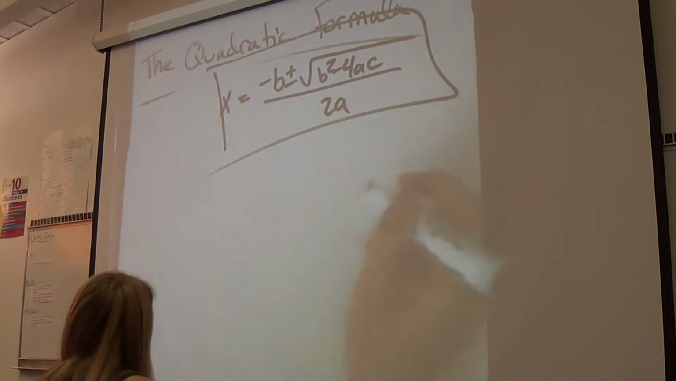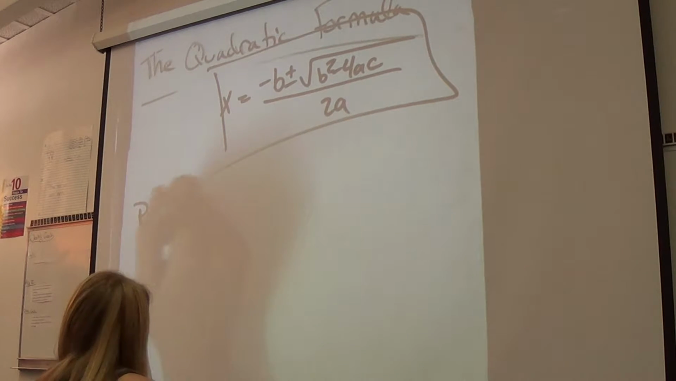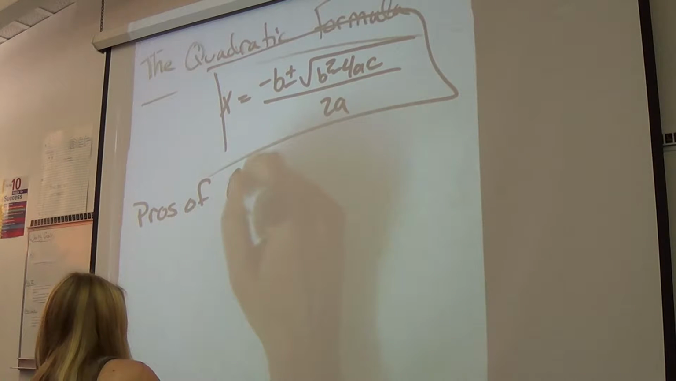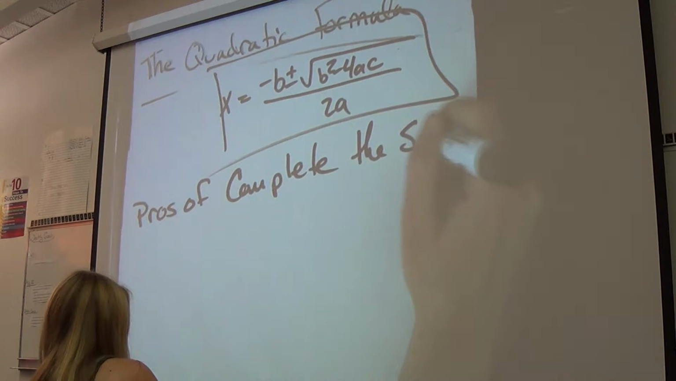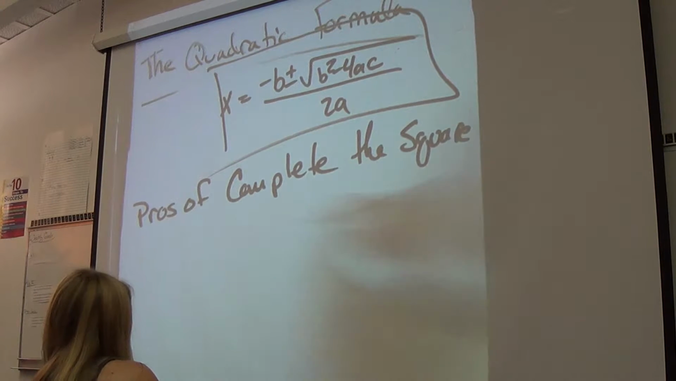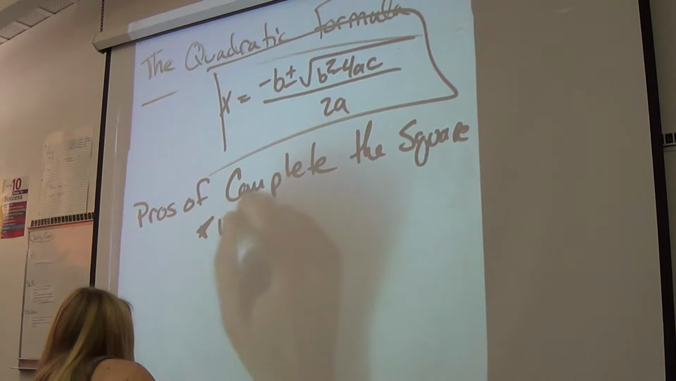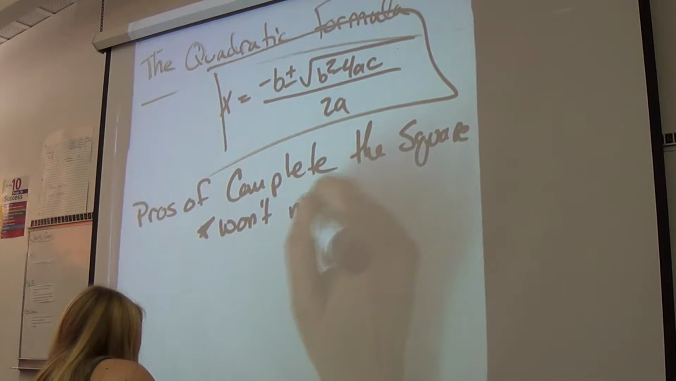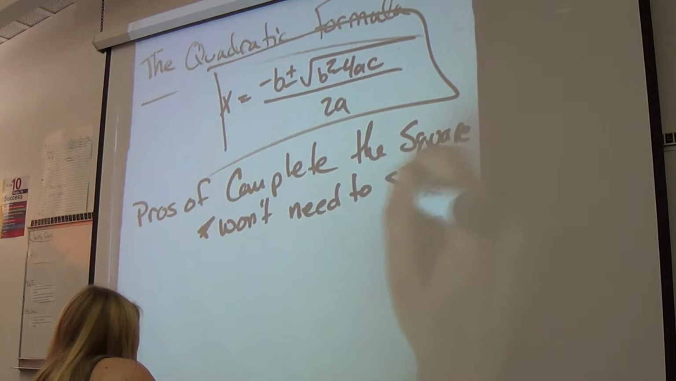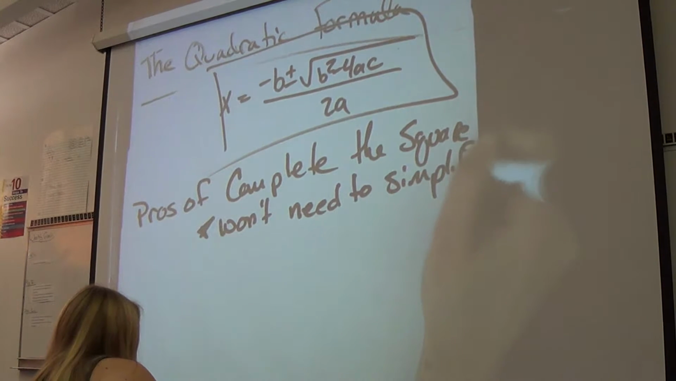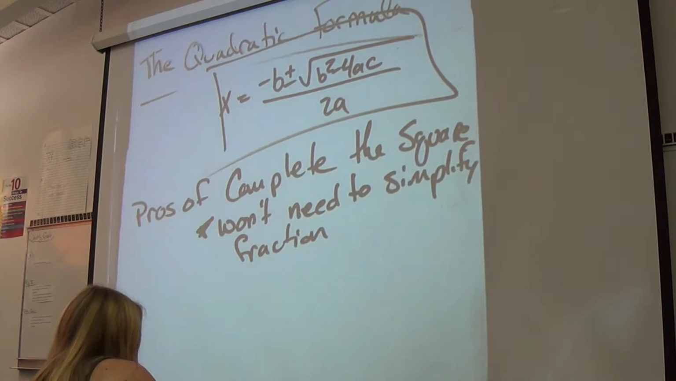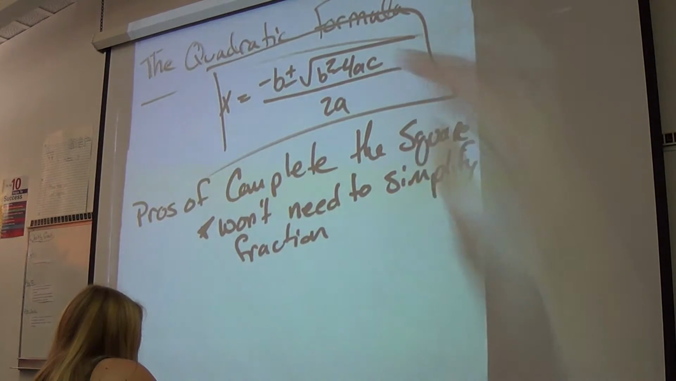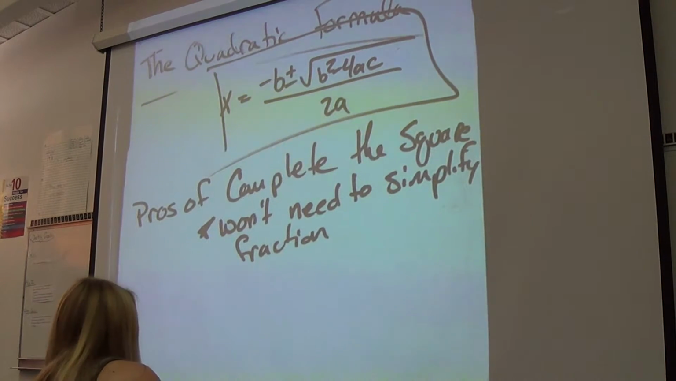The pros of completing the square is that you won't ever need to simplify your fraction. In other words, you typically don't need to take the square root, pull out pairs, and simplify a fraction.